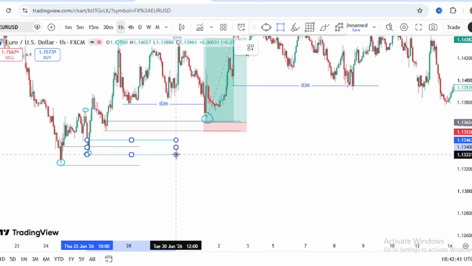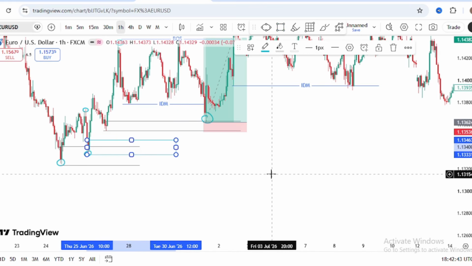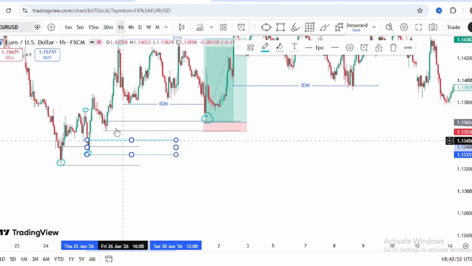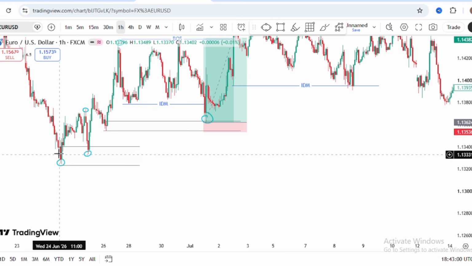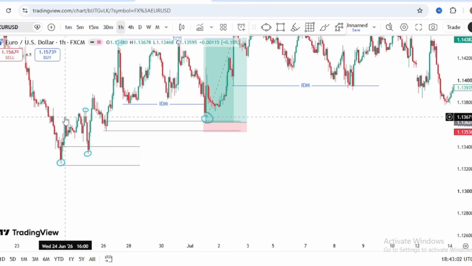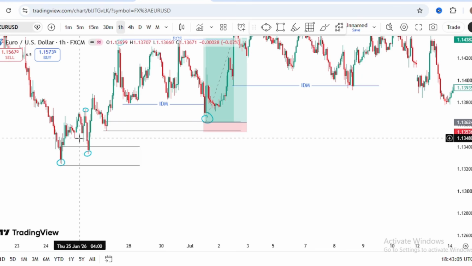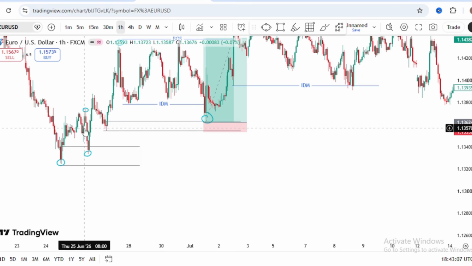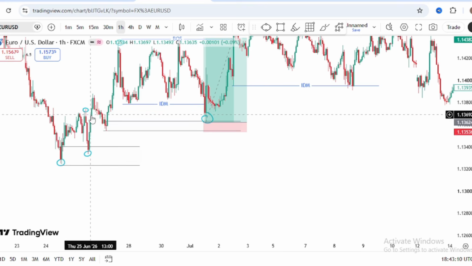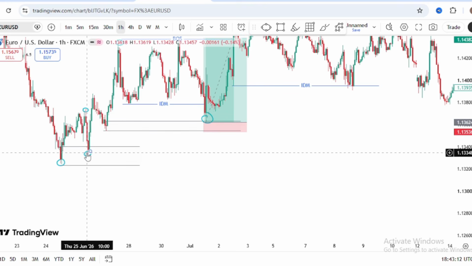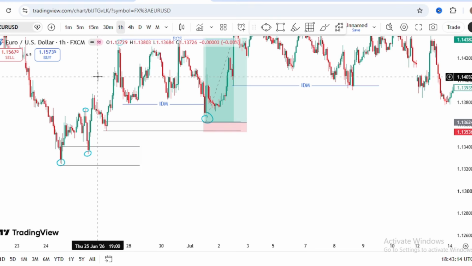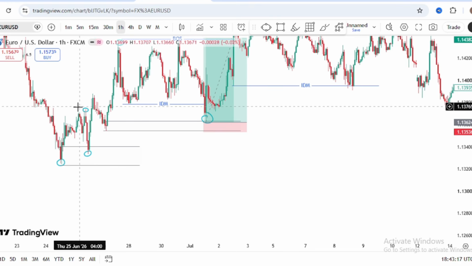Then for us to trade this order block, we need to wait for price to return to it and also create liquidity. So for example, this one now, price pushed away and created liquidity here. Now after creating liquidity, price traded down to the zone and moved to take out the swing high here. So this is how to trade order block.